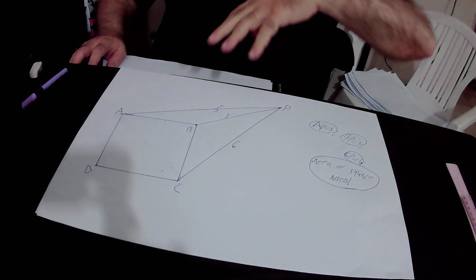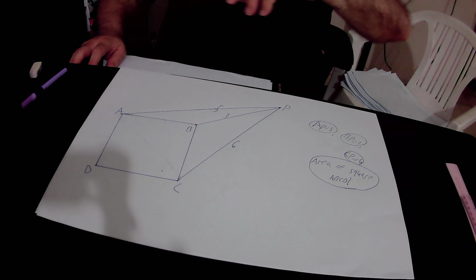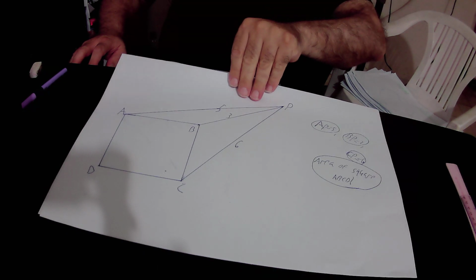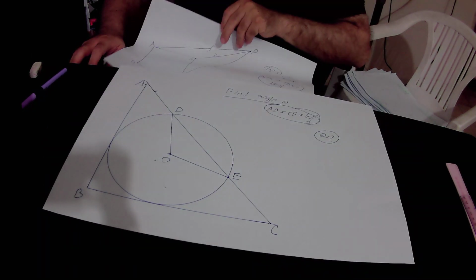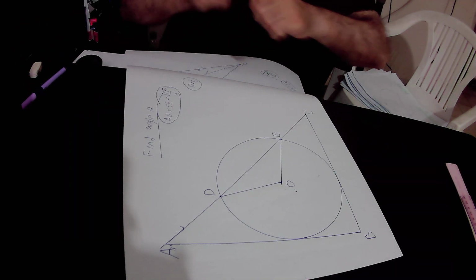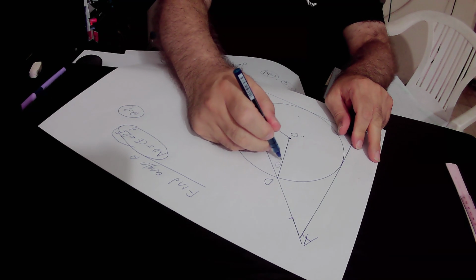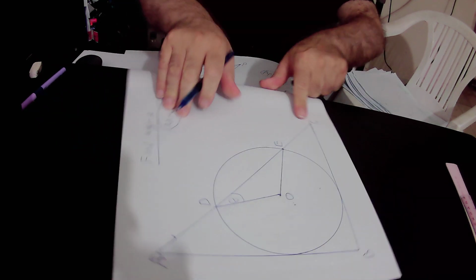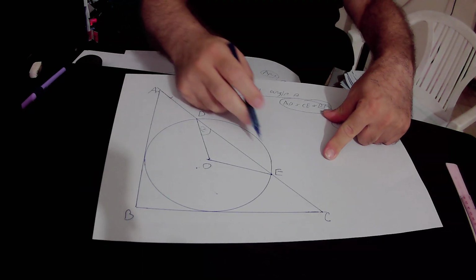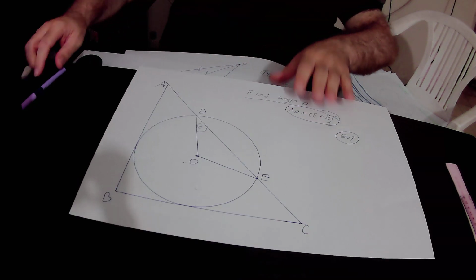Hello, in this lecture we'll answer two questions. In the first question we'll find out the area of square ABCD. In the second question we'll find out the size of this angle theta, in triangle DOE. We start with the first question.